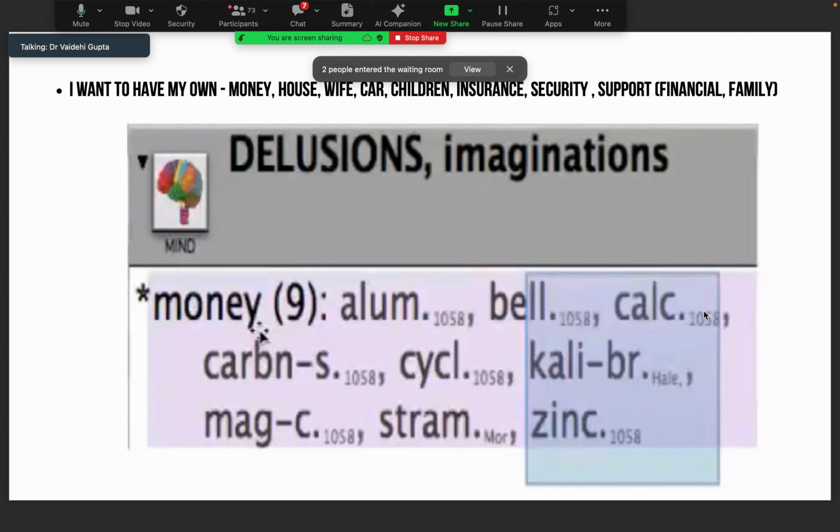Another rubric is delusion, imagination, money, because they want money. I want to have my own money, my own house, wife, car, children, insurance. Such things are a phase of security. Insurance is also a form of security. Financial support as well as family. Any sort of support they need. So such things are just security.